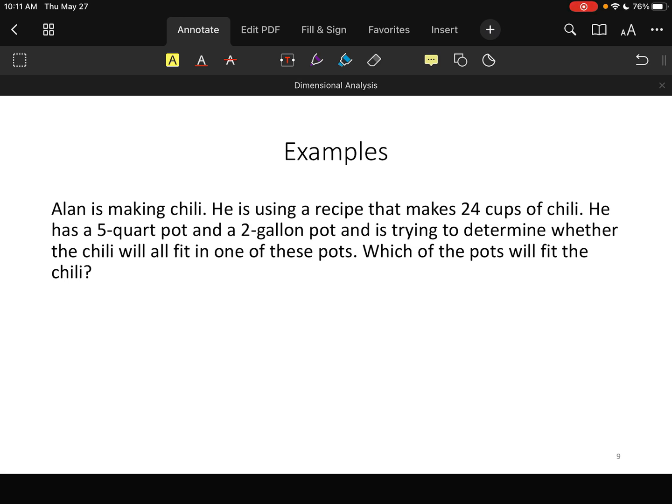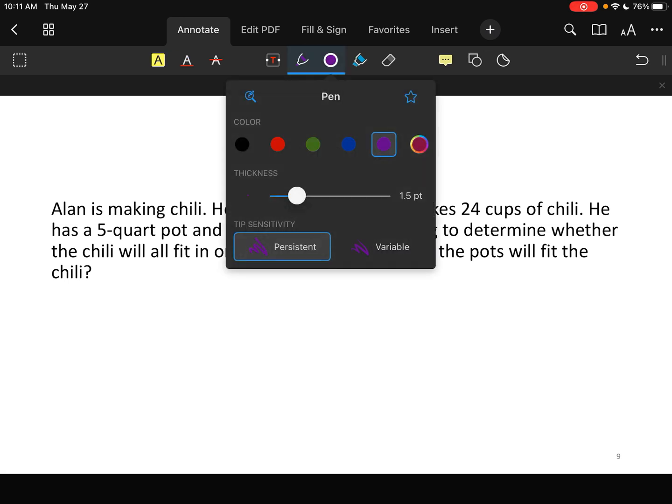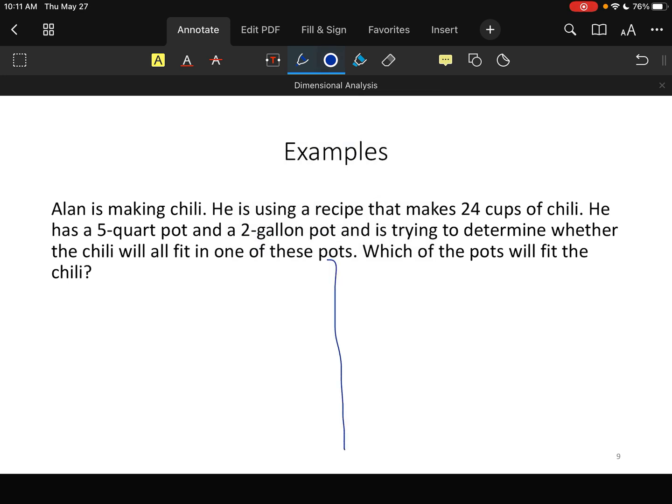Okay, so what we're going to do is compare. We'll split this sheet up. So 5 quarts. Now his chili, they tell me 24 cups. So I'm going to break those quarts down and see how many cups are in 5 quarts. Now you can use Siri, you can use Alexa, you can do it by hand, but whatever the case may be, it's still doing the dimensional or unit analysis.